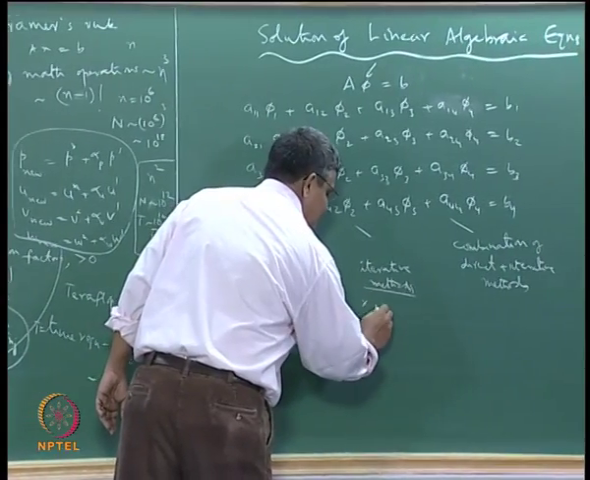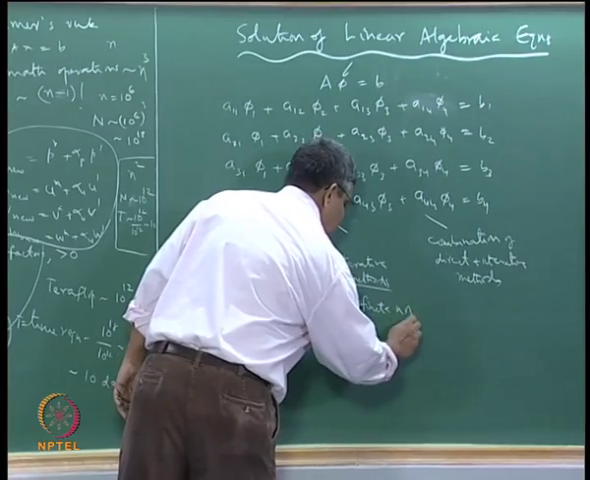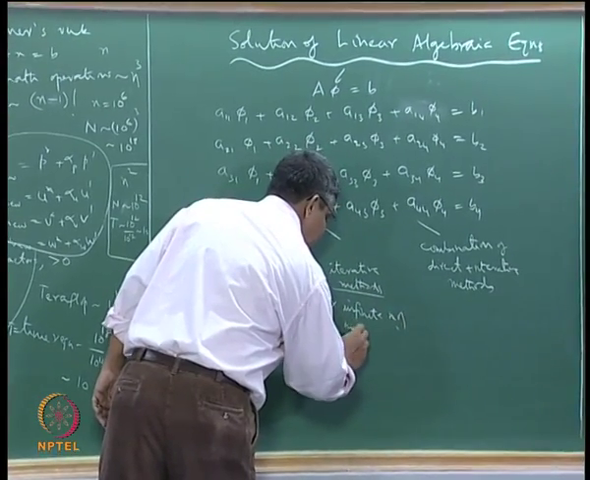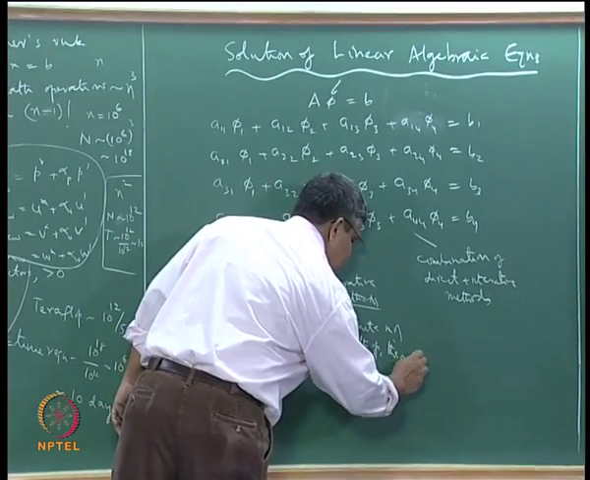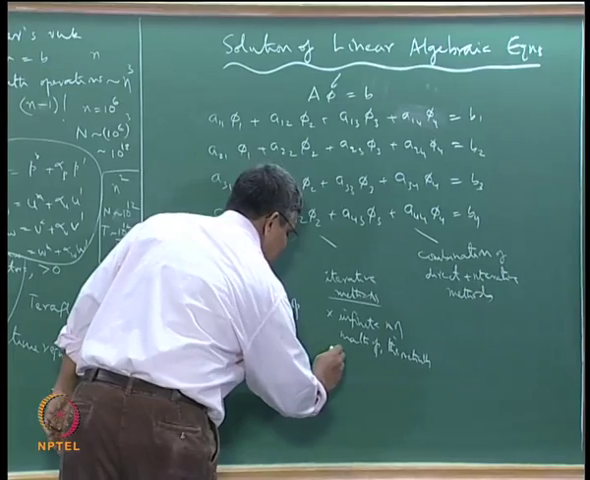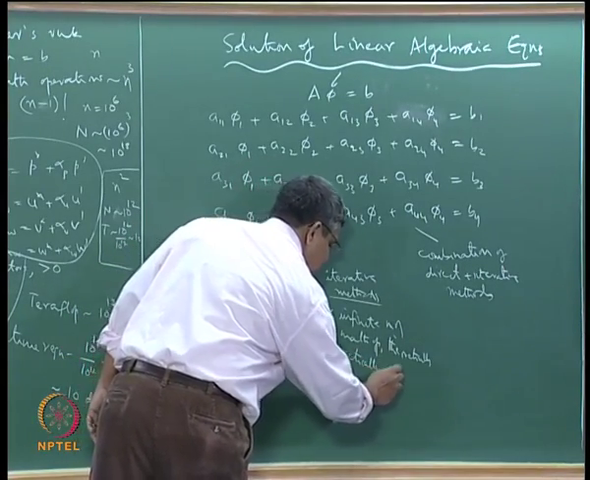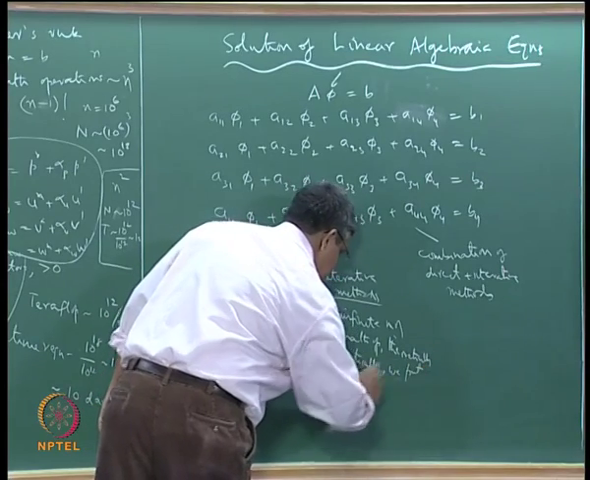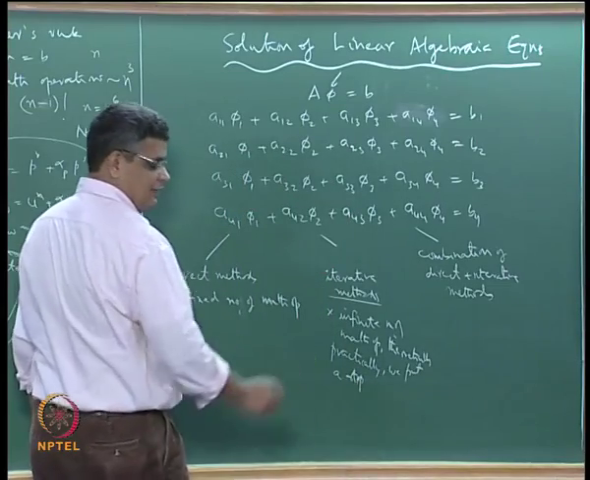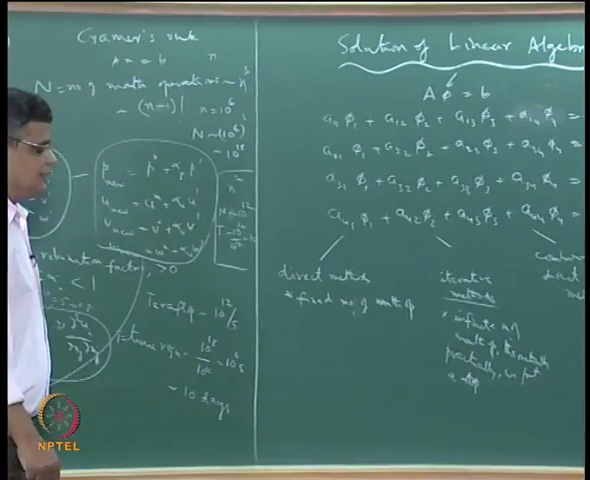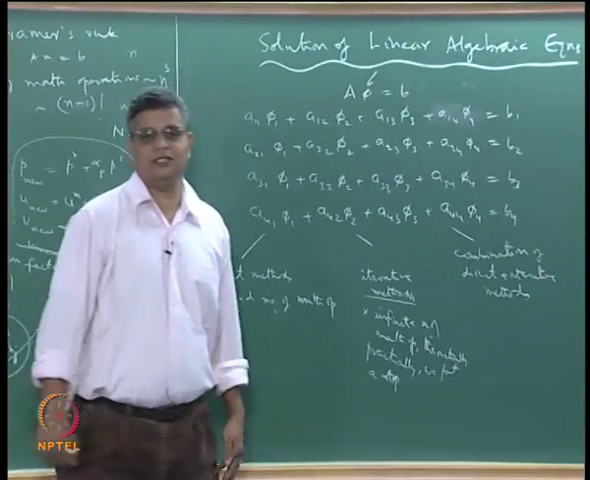So we have a theoretically infinite number of math operations, but practically we put a stop to the iteration after some number, and where we put a stop is not necessarily easy to estimate.